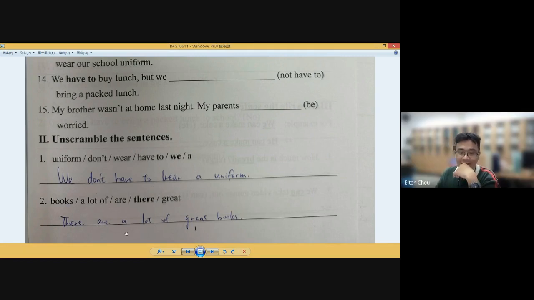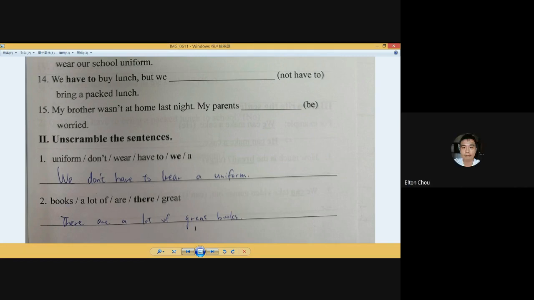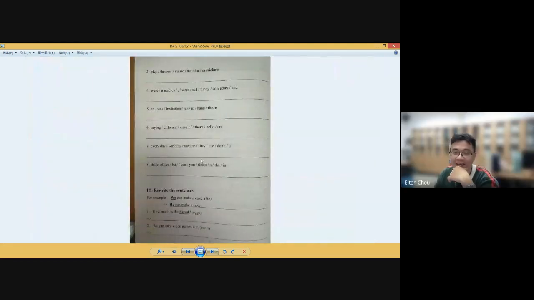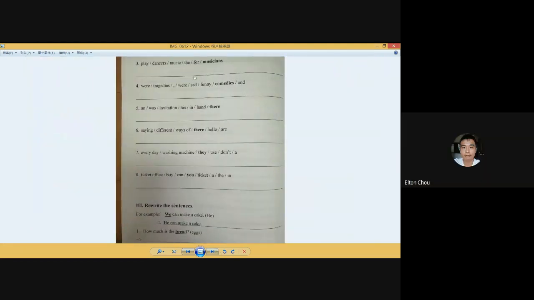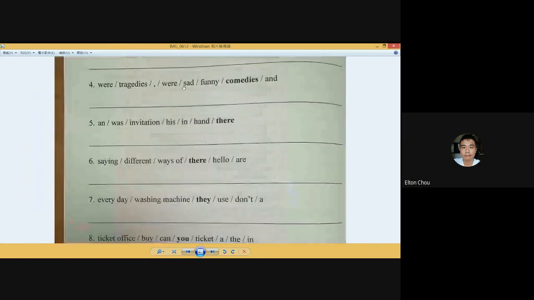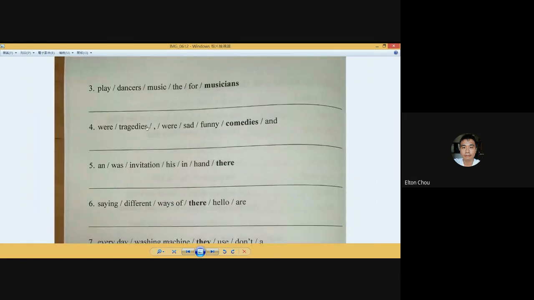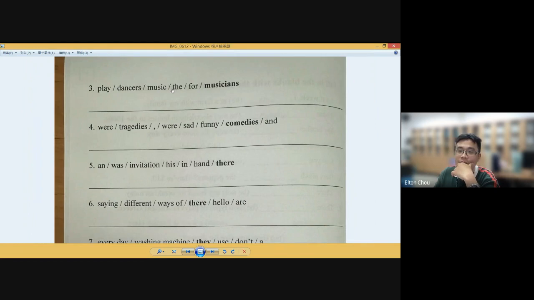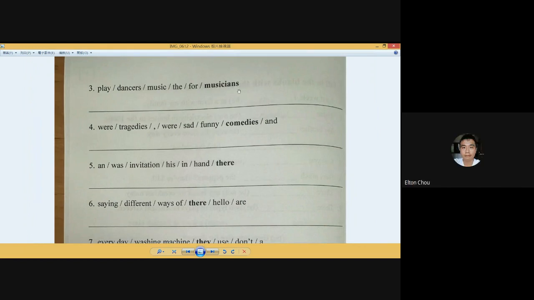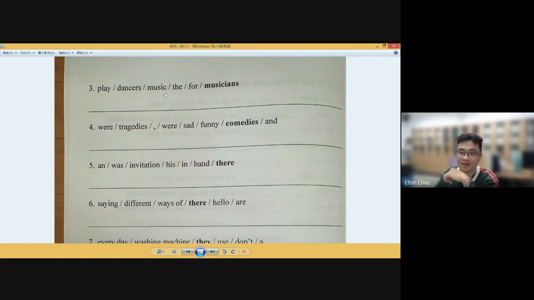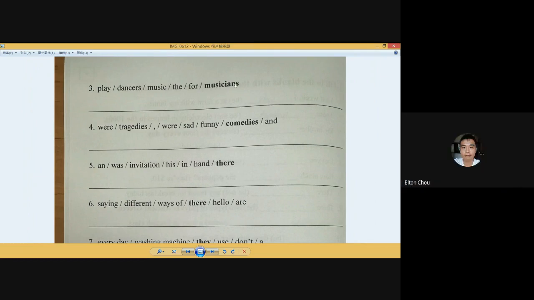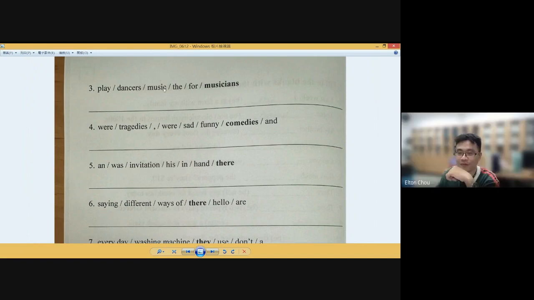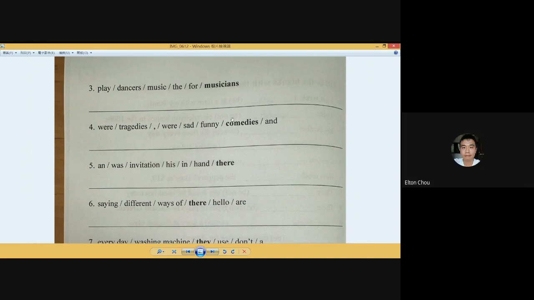There are a lot of great books. Just told you the answer. Okay, it's okay. So, who plays music? Musicians play music for whom? Okay. Musicians play music for whom?